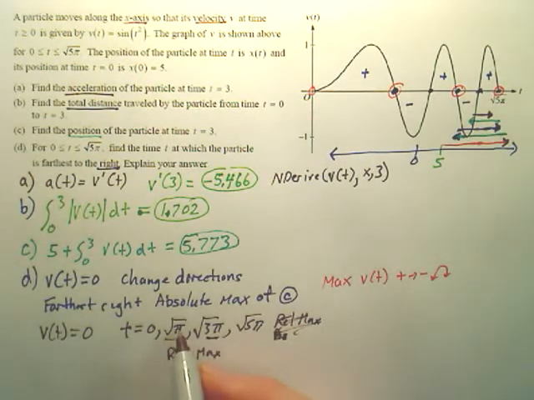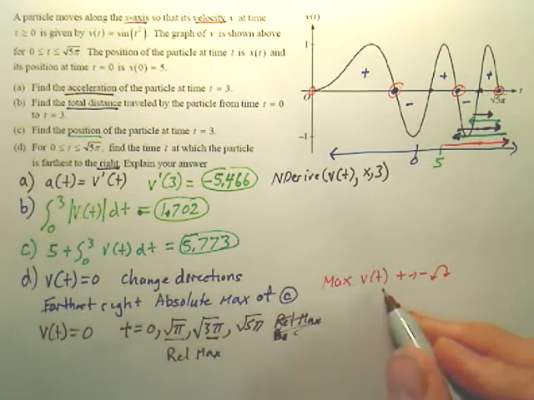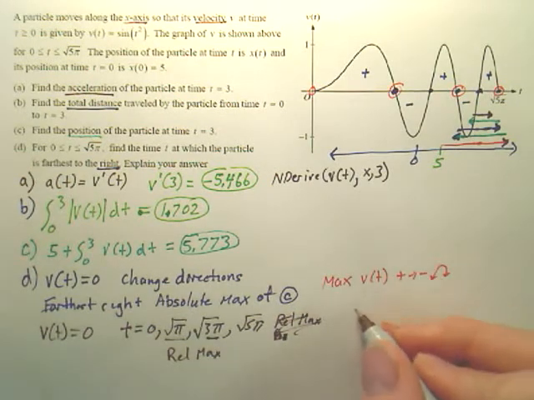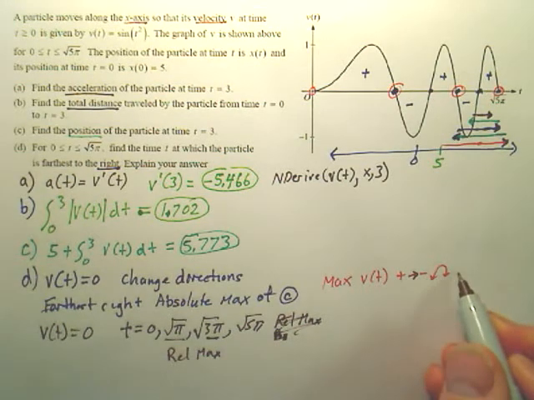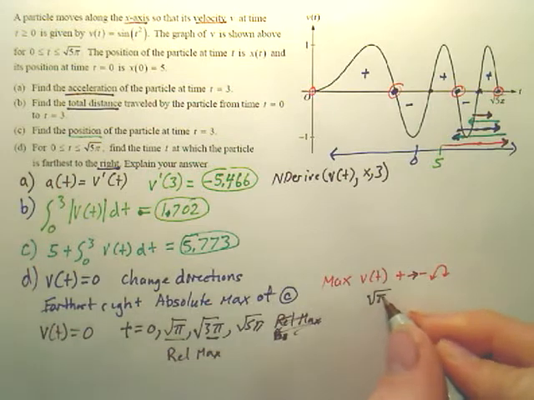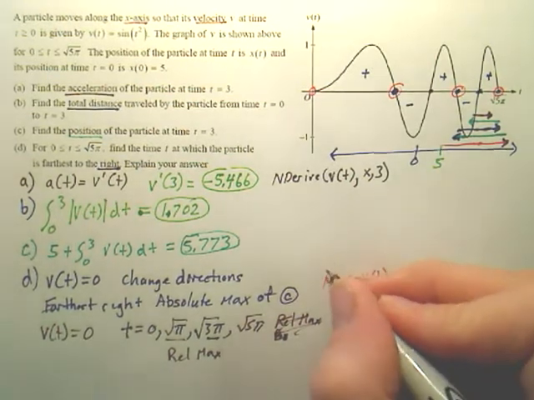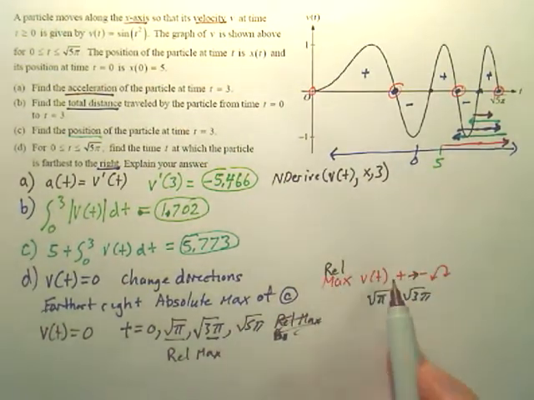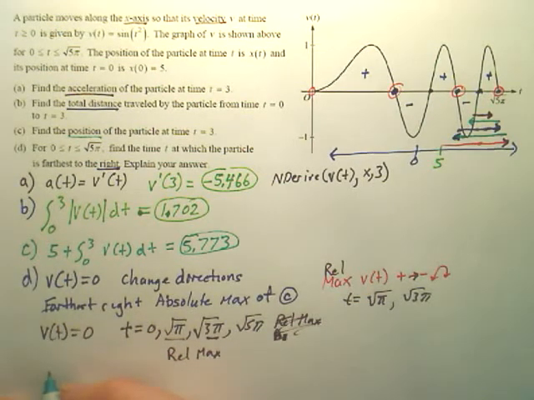The reason these are relative maxes, how would you describe that? We noticed that for these, the velocity changed from positive to negative. Where are those? Those would be these two. The relative maxes are when velocity changes from positive to negative, and there's these two values. So you're going to plug all these three into the function.